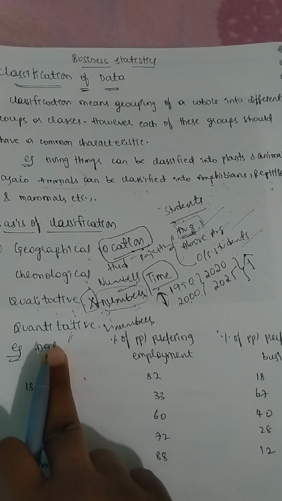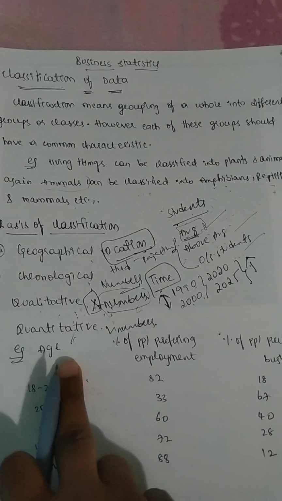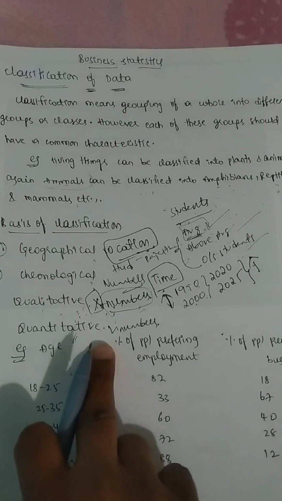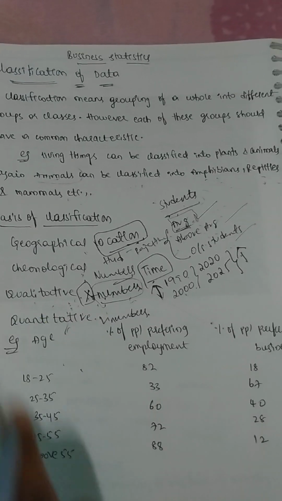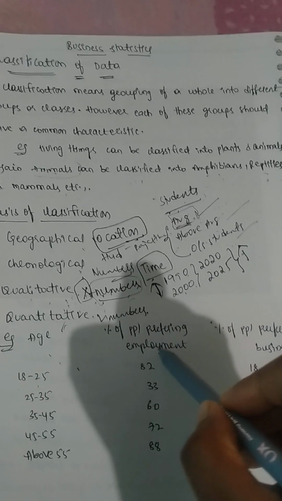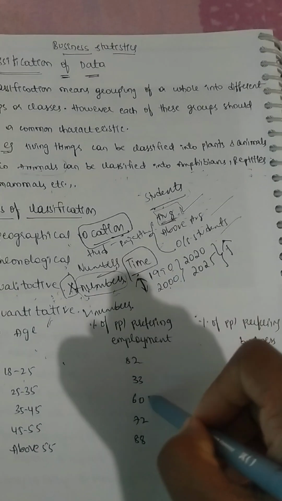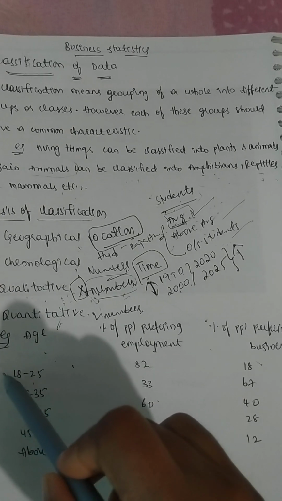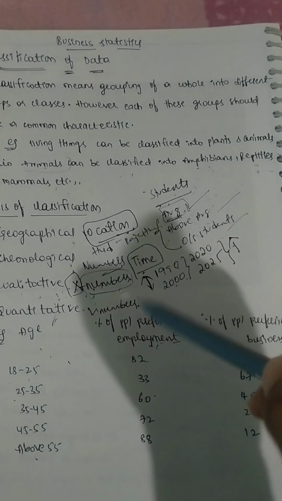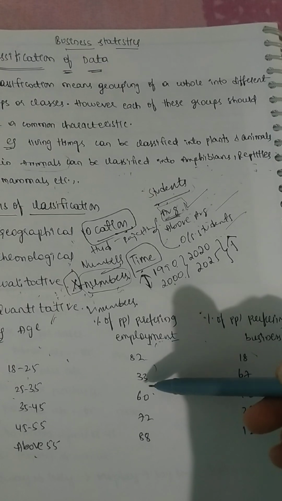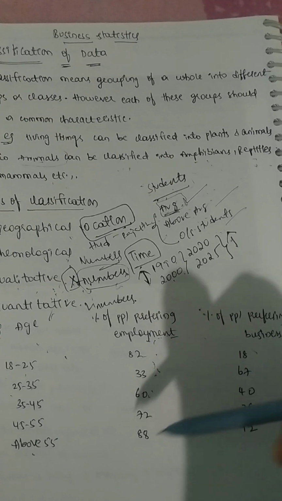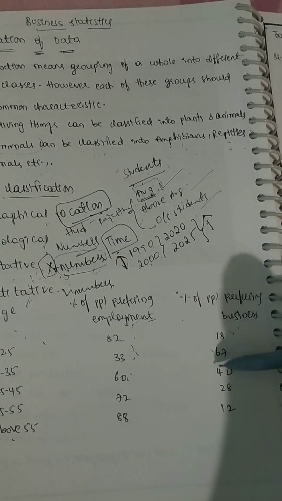In quantitative classification, the data is classified according to some common features, based on measurement. Such a classification is called quantitative classification. The best example is age. If you take 18 to 25, the percentage of people preferring employment and the percentage of people preferring business. We take the age groups of 18 to 25, 25 to 35 and so on, and the percentage of people preferring employment, say 82 percent, 33 percent, 60 percent, like that. Whereas for preferring business, 18, 67, 40 and so on.